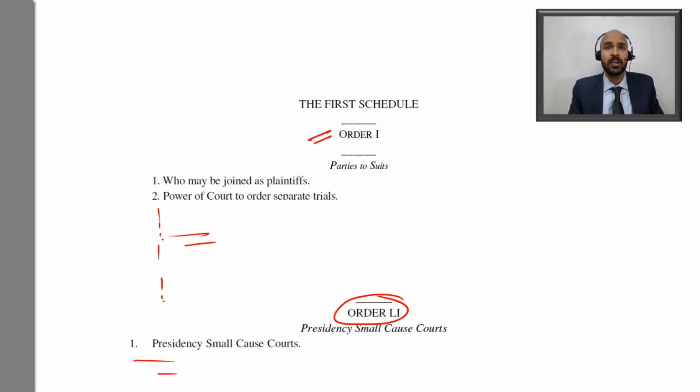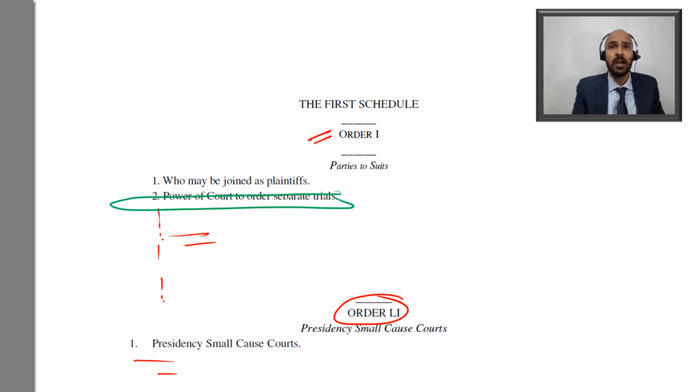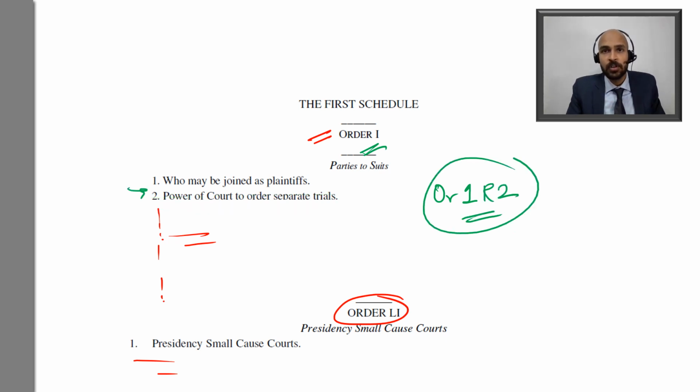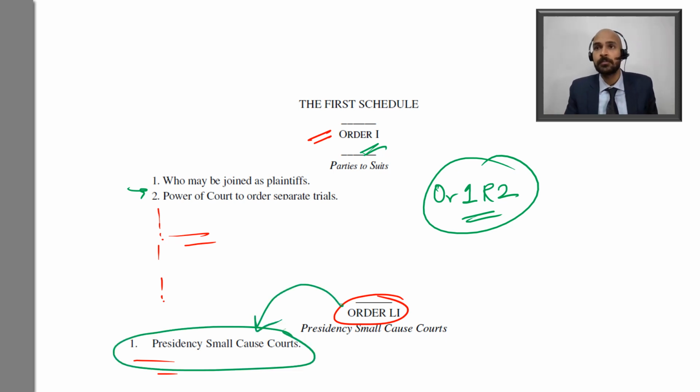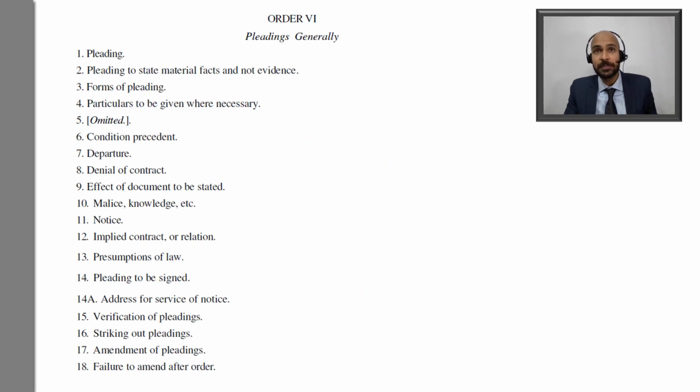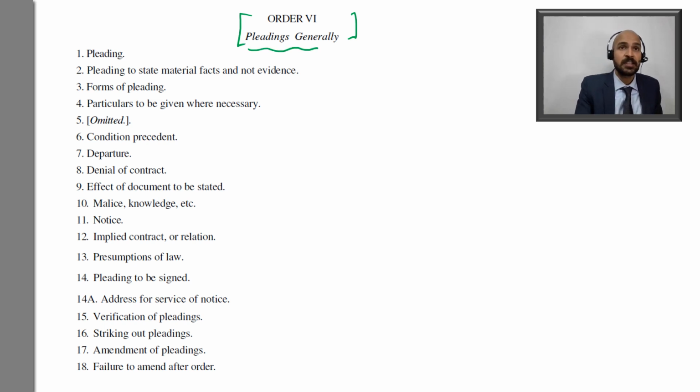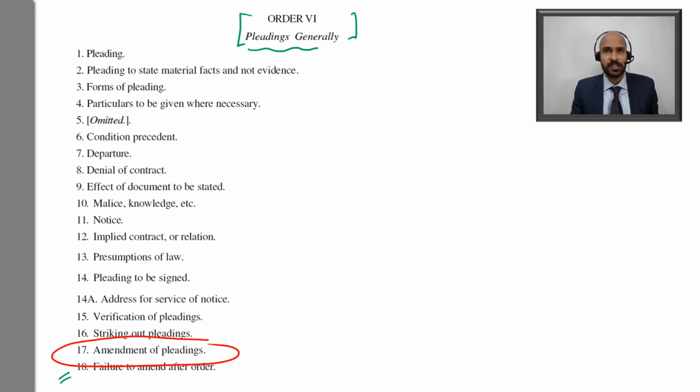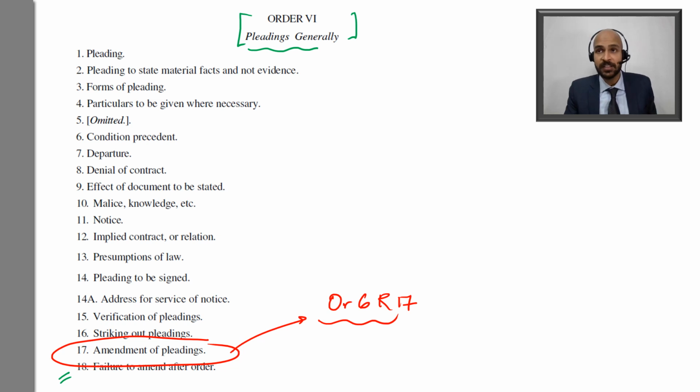So for example, if I want to talk about this provision here, I would call this Order 1, because you can see the order here, and I will call this Order 1 Rule 2. If I'm to refer to this, I would call this Order 51 Rule 1. The order that deals with pleadings is Order 6. Order 6 talks about pleadings, and you can see here that it contains 18 rules. If I want to talk about the amendment of pleadings, for example, the amendment of pleadings is contained in Order 6, Rule 17. So we now understand how we have to read these orders.